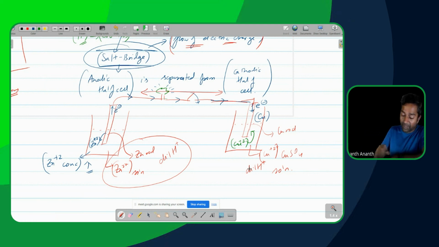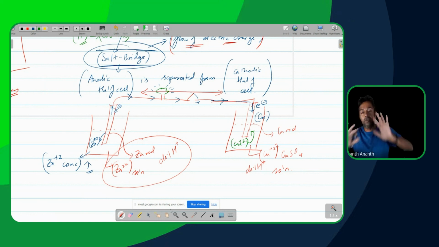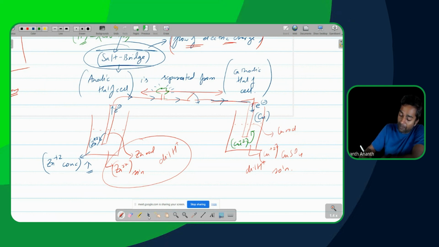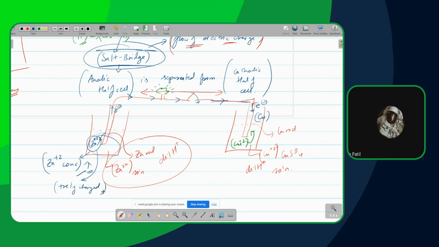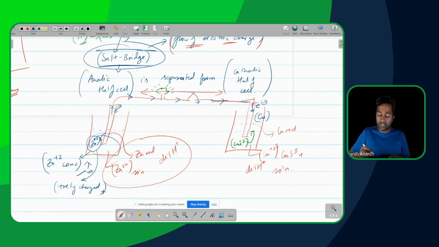So if this is happening, let's try to see what happens if we let this go for some time. Very simply put, the zinc 2+ concentration, as I said, will keep increasing. And as the zinc 2+ concentration keeps increasing, this entire region will effectively become positively charged. Yes or no, Kana? Yes. So if this entire region becomes positively charged, will it not pull back the negatively charged electrons that are trying to escape? Yes. Right.